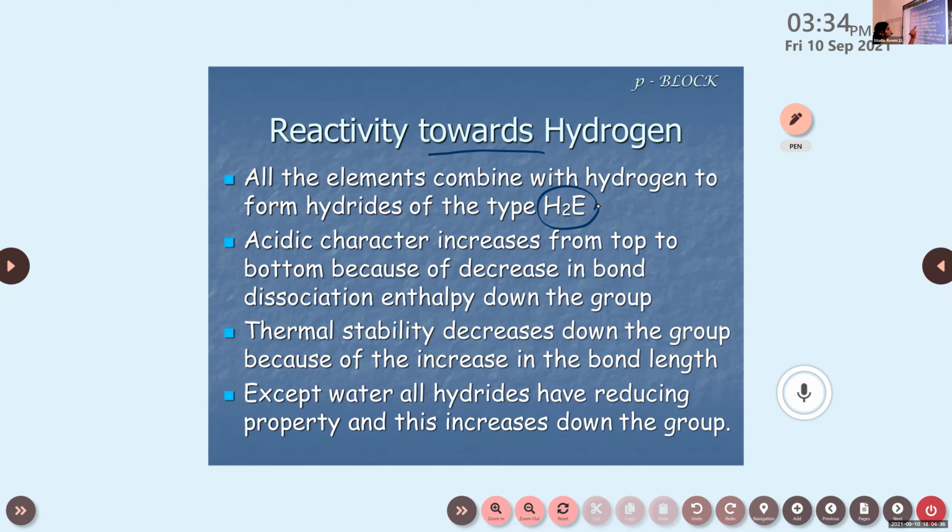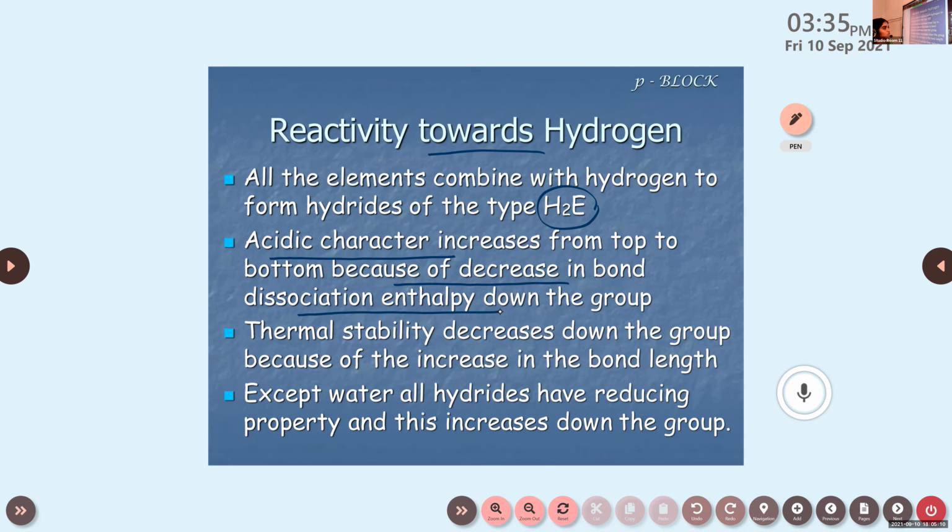And the acidic character increases from top to bottom because of the decrease in bond dissociation enthalpy down the group. Bond dissociation enthalpy means the energy required to break the bond. This acidic character increases from top to bottom, which means they are more capable of donating H+ ions. Along with that, the bond dissociation enthalpy decreases.